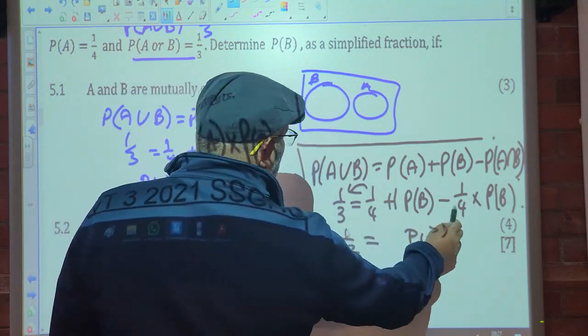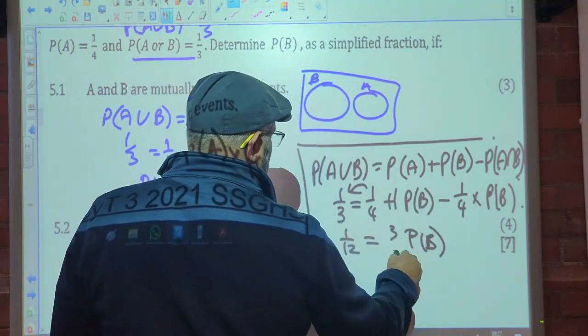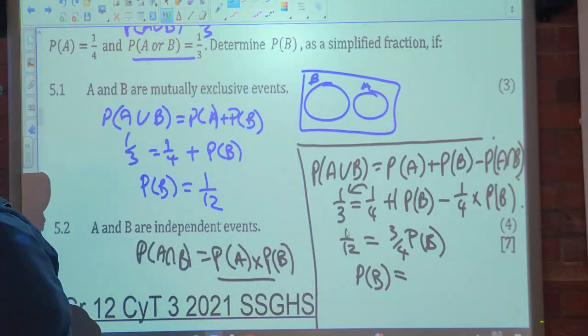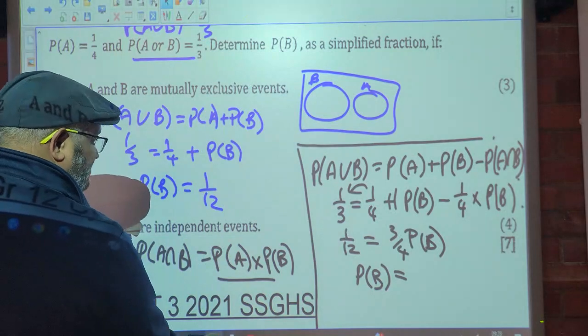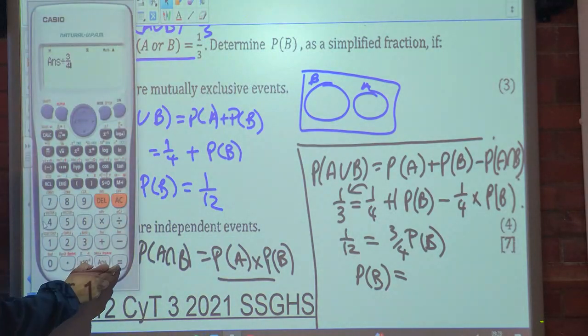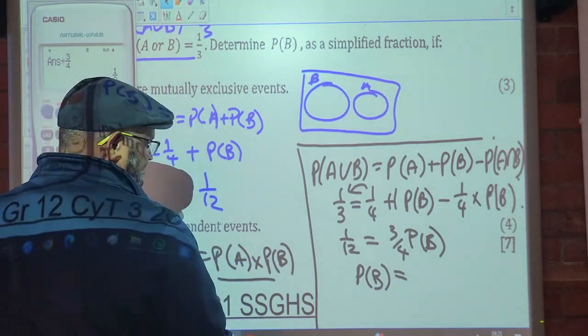1 minus a quarter is 3 quarters. So the probability of B is 1 over 12 divided by 3 quarters, so it's going to be 1 over 9, I think it is. So divided by 3 quarters, you're going to answer 1 over 4.